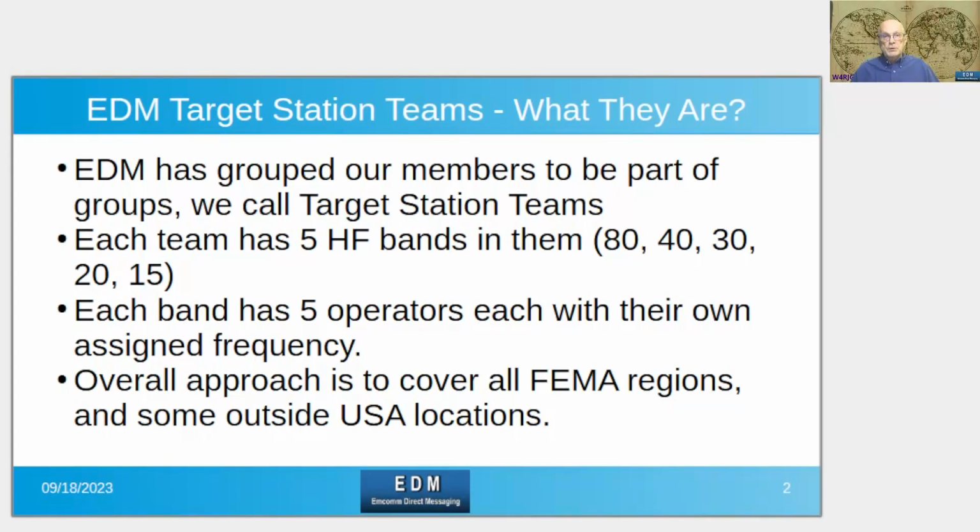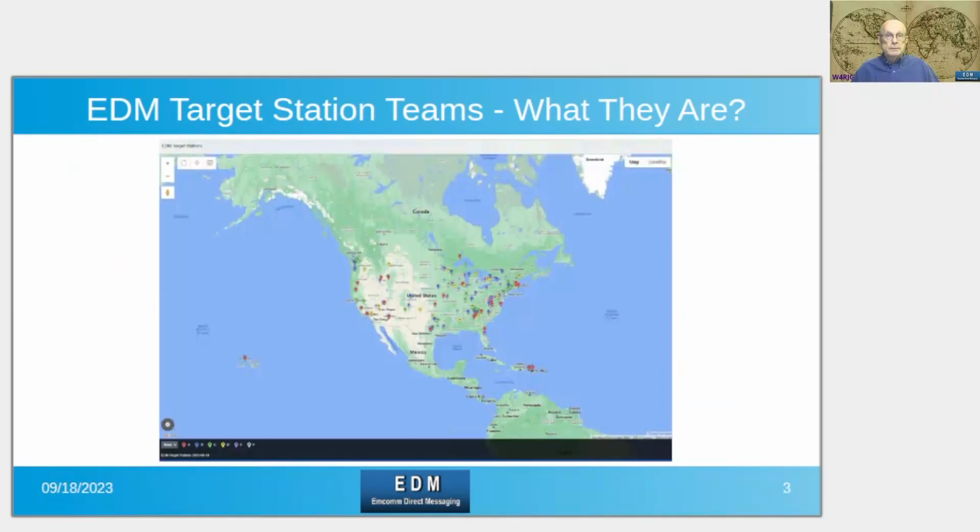Some of those locations are outside the continental United States, and that would be Hawaii and Puerto Rico at this time, and of course our friends in Canada. Now this is a pretty simple map, and it shows where our coverage is. Using the colors, it shows the various teams and how we spread out the coverage based on geographical location. There are some crowded locations where we wish we had more operators, but we're not there yet.